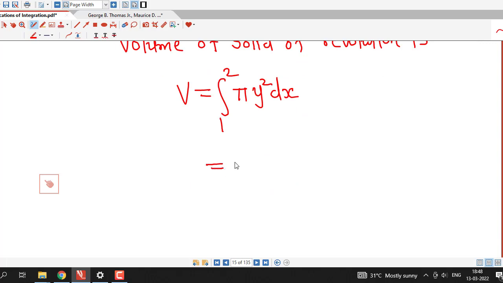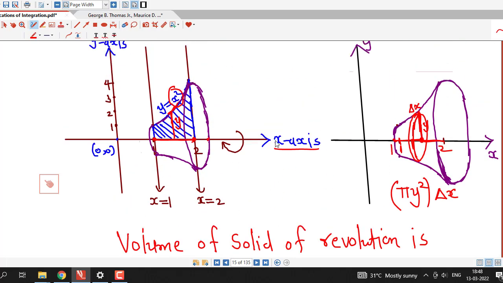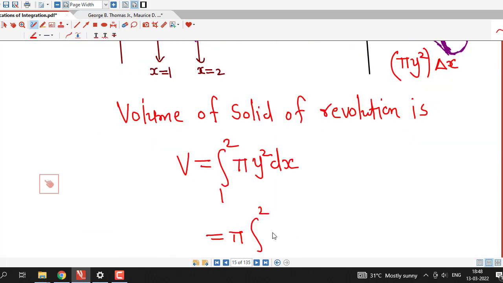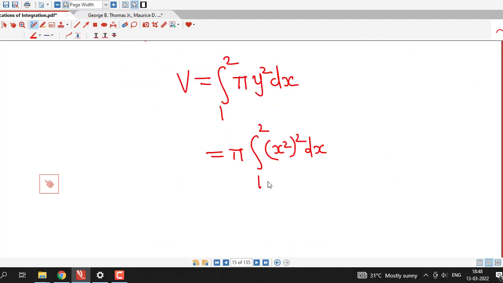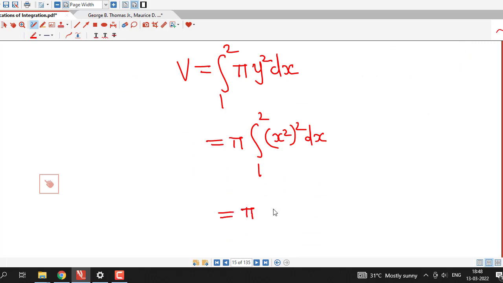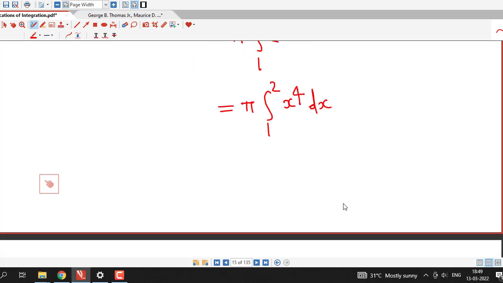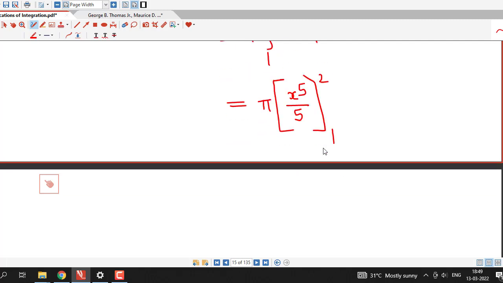Now once we obtain these, things are easy. Pi is independent of x, we can take it outside. Value of y is x square, so we substitute y equal to x square. Square of x square is x raised to 4. X is from 1 to 2, and this is going to be integral from 1 to 2 x to the power 4 dx. Integral of x raised to 4 is x raised to 5 divided by 5, times pi. Limits of integration are from x equal to 1 to x equal to 2.